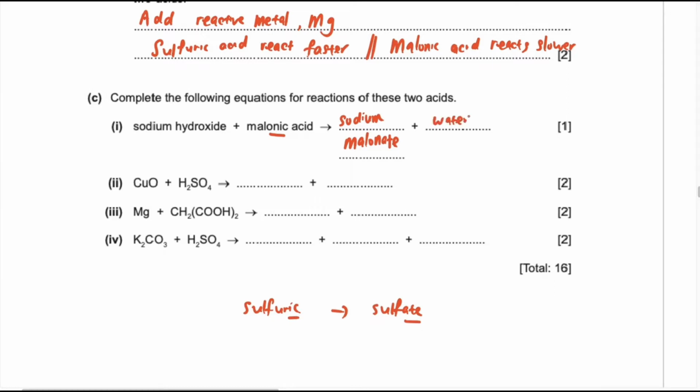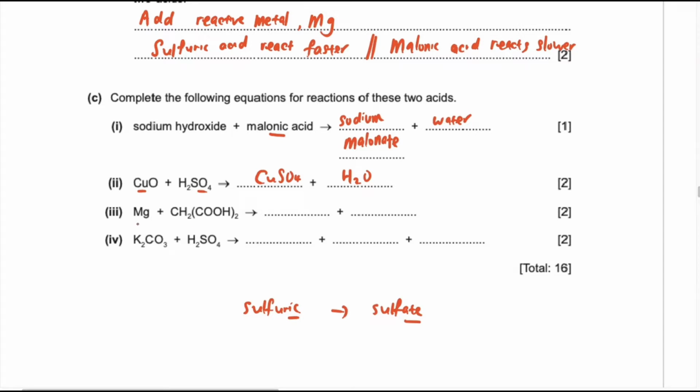Water. Okay, now we look at part 2. For part 2, you can see chemical formulas are used now. Copper 2 oxide plus sulfuric acid. So base plus acid becomes salt and water. So the salt should be copper sulfate, and water. Okay, correct. Magnesium plus malonic acid.